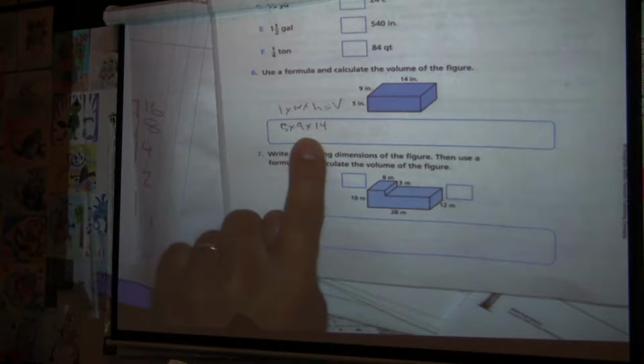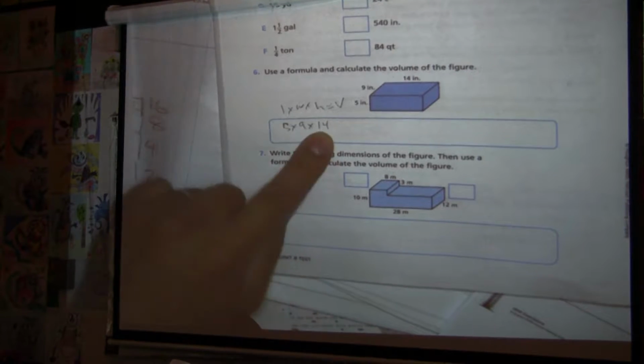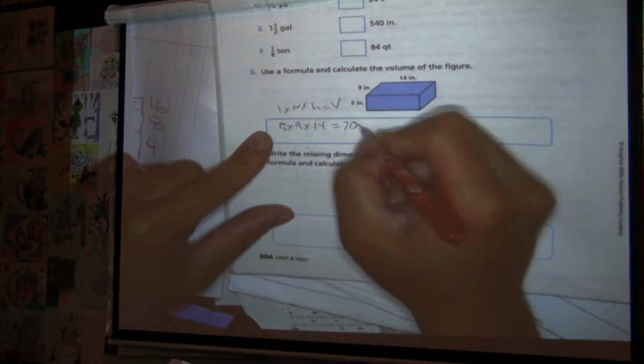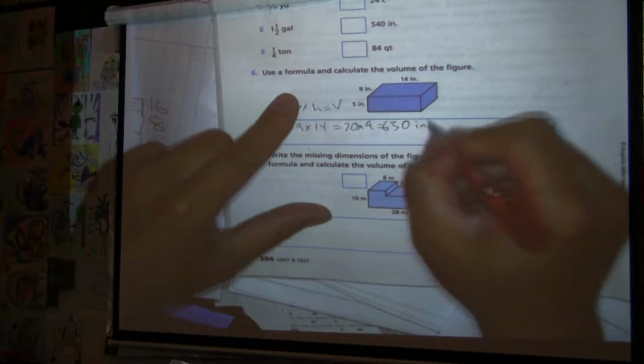And so what would be the easiest, friendliest numbers? 14 times 5 would be what? 70. 14 times 5 equals 70? Then 70 times 9 equals 630. And that would be inches cubed.